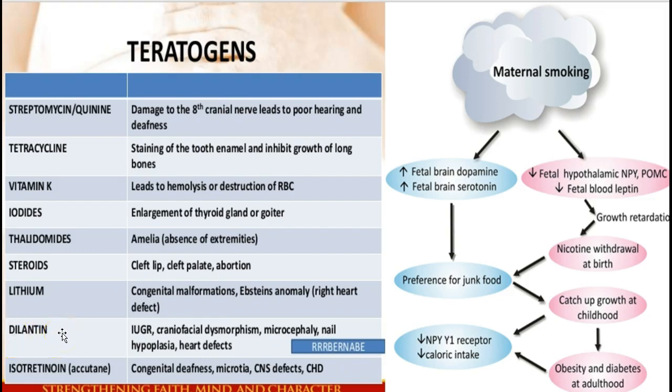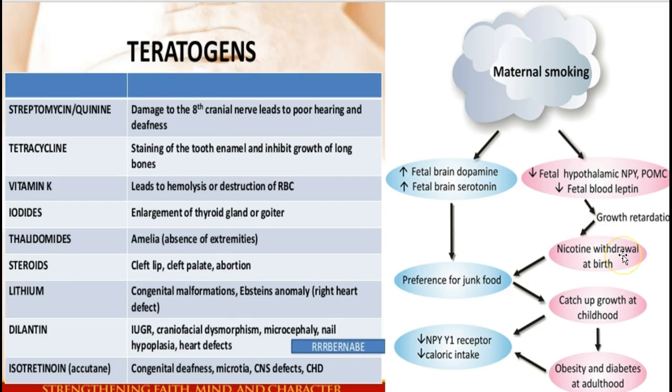Dilantin, which is an epileptic drug that individuals are given for seizures, can cause craniofacial deformations, microcephaly, which is a very small head, nail hypoplasia, and heart defects as well. And of course, the last one, isotretinoin, known as Accutane, can cause congenital deafness as well as severe central nervous system defects. So the mother has to be very careful about that. Of course, we know that if the mother smokes during pregnancy, it can also cause serious effects on the baby. It can cause problems with the hypothalamus.